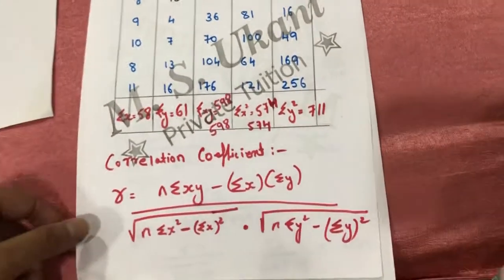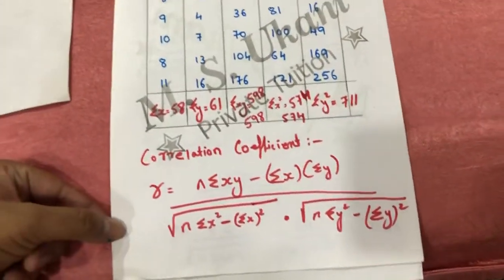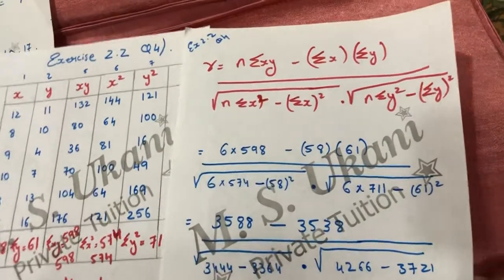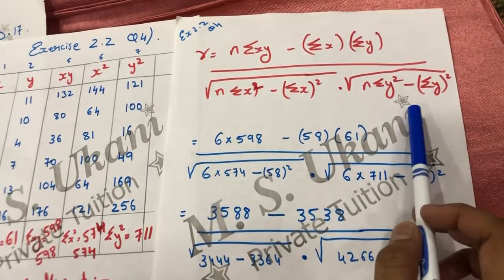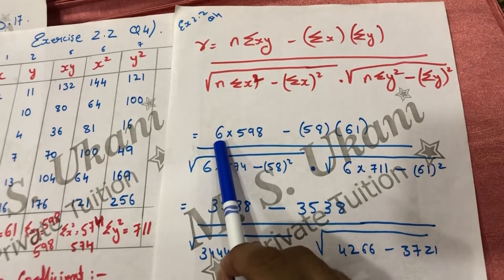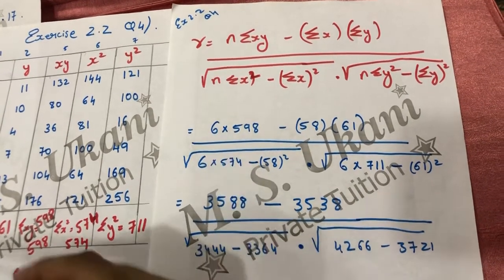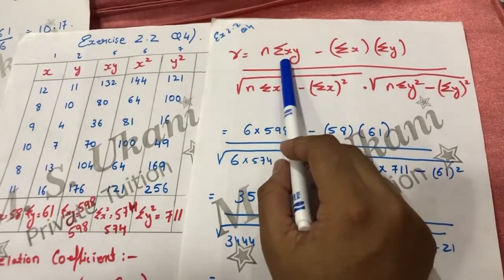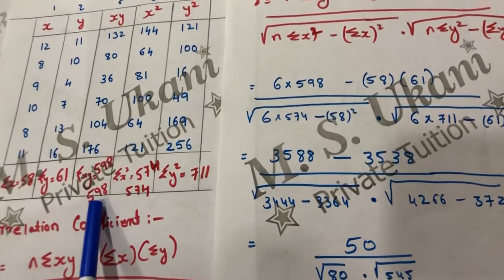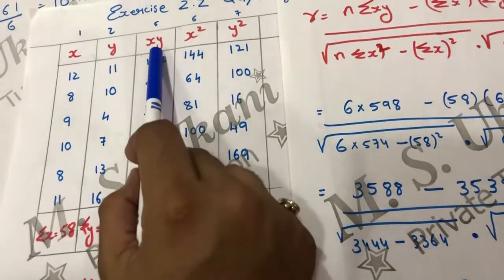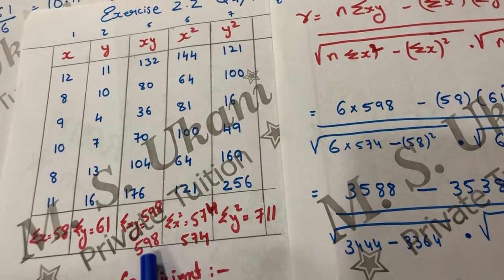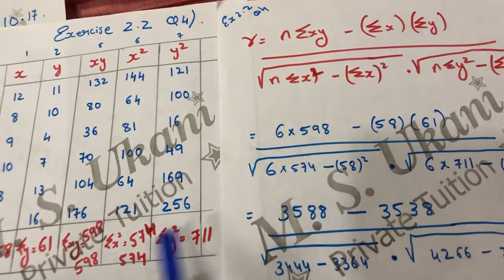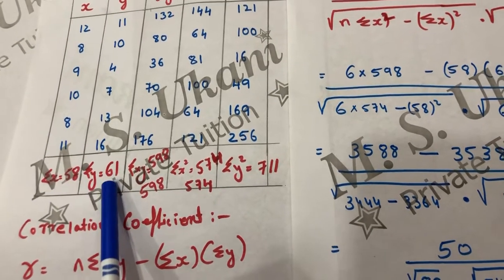Okay, so after calculating the whole sum, let us put the digits in the formula. See, here I have written the formula again. So our n is 6, that is already given in the question. Number of observations is total 6: 1 2 3 4 5 6. Okay, summation xy, see here the total of summation xy, that is 598. So we have to put here 598 minus summation x, summation y. Here the summation x is 58 and summation y is 61.